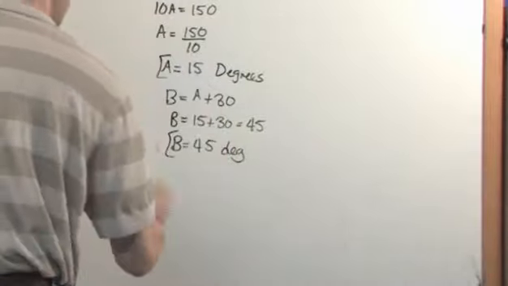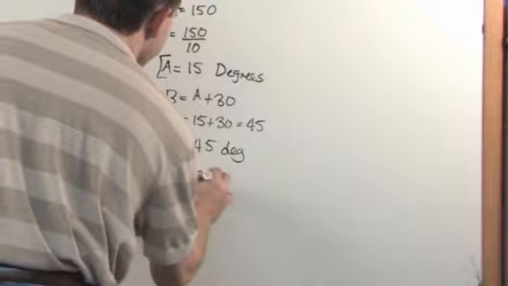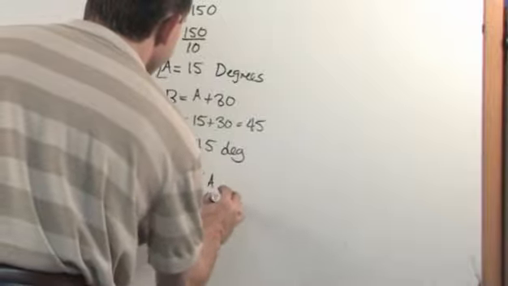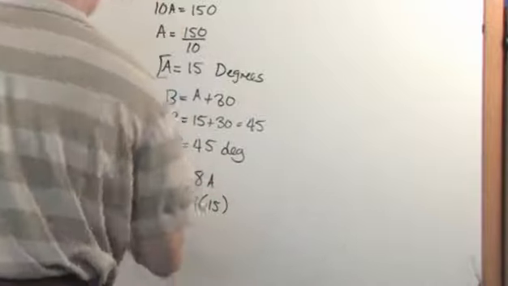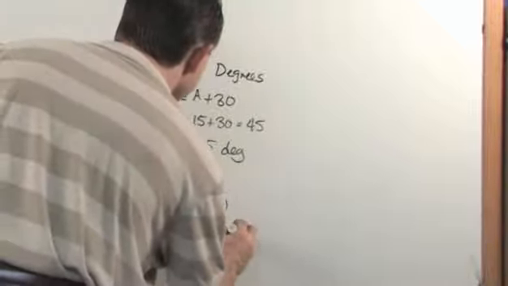Okay? And then C is simply equal to 8 times A. And so C is equal to 8 times 15. And then C, when you take 8 times 15, you get 120 degrees.